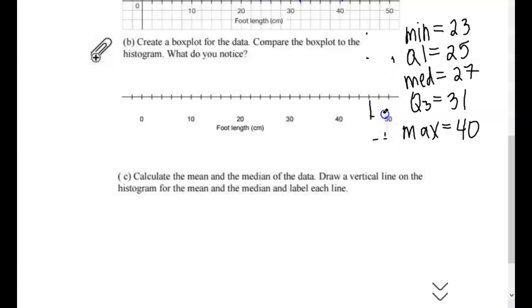Alright, let's do part C. Okay, calculate the mean and the median. So I'm gonna use 2 colors because remember we have to draw the vertical line. So what was the mean?